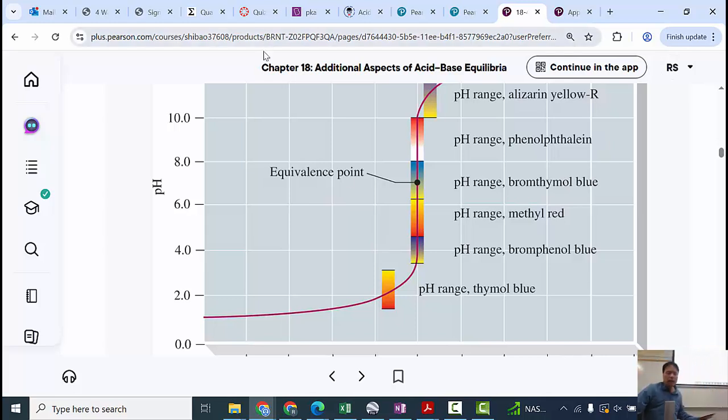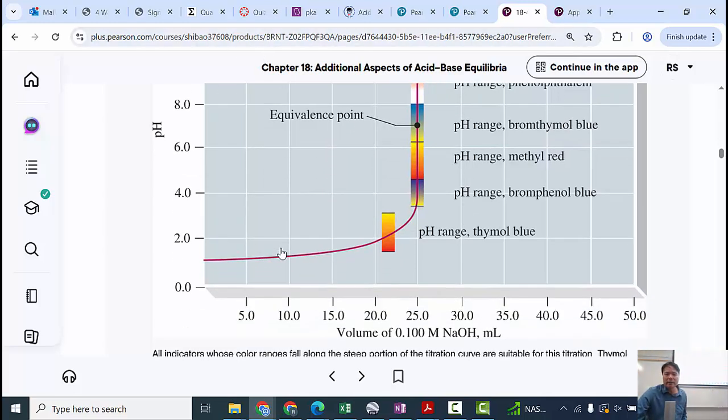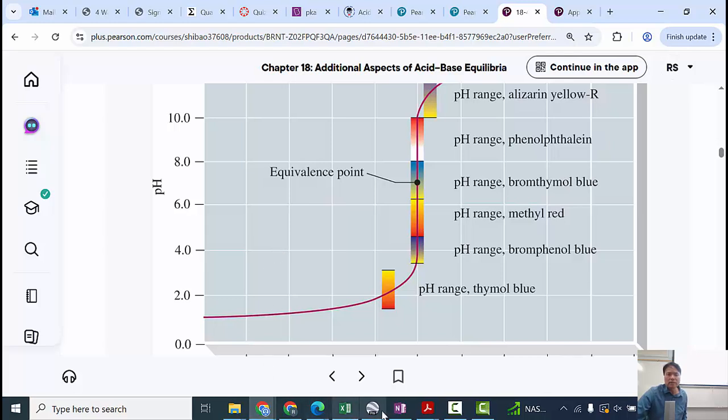And so I want to talk about indicators next, and then another way of making buffers, and then I'll stop. That's the end of this chapter.